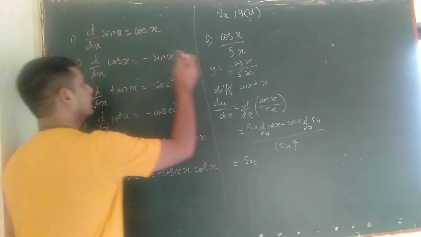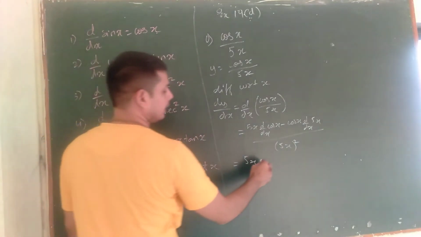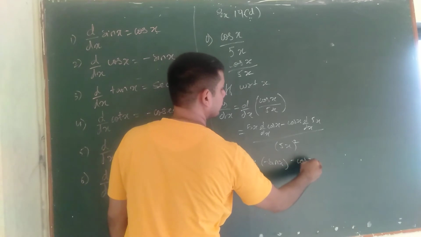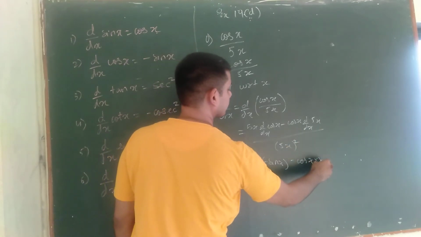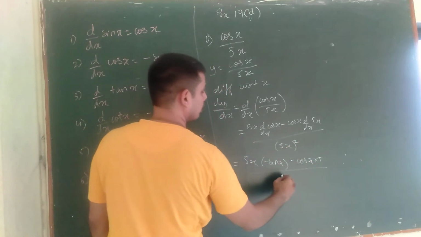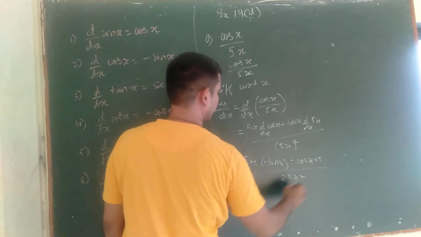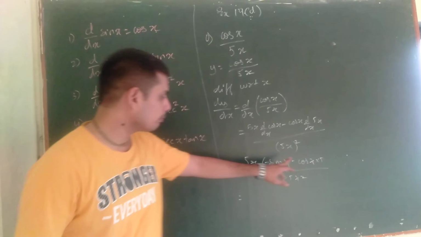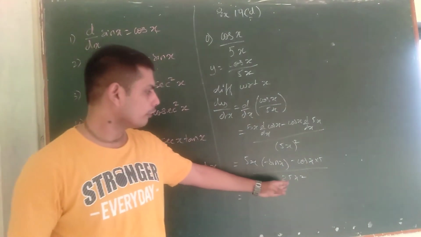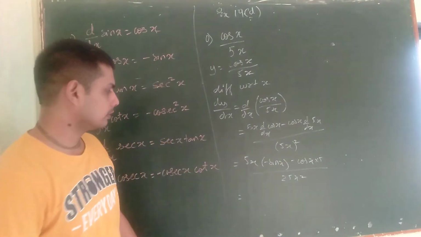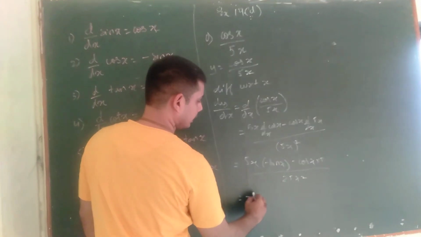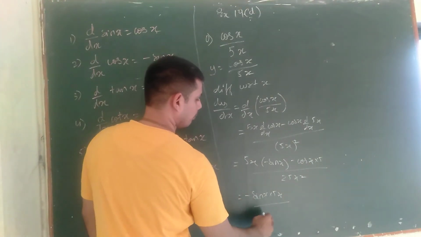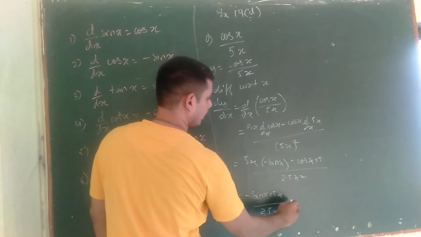Derivative of cos is minus sine. So this is minus sine x minus cos x into the derivative of 5x, which is 5, upon 25x square. Okay? So if you see, you have 5 in this term as well as in this term, so if you want, you can cancel it out. So this becomes minus sine x into 5x upon 25x square.